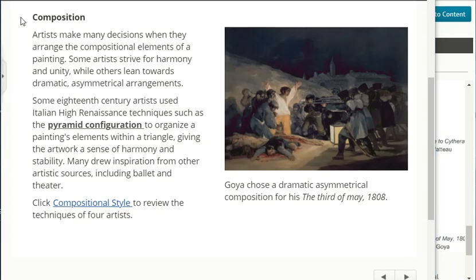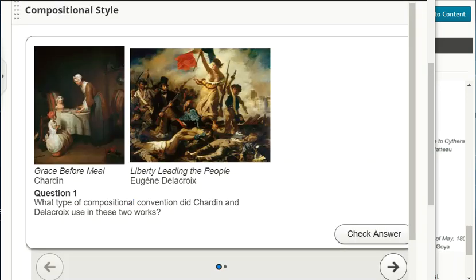Composition. Artists make many decisions when they arrange the compositional elements of a painting. Some artists strive for harmony and unity, while others lean towards dramatic, asymmetrical arrangements. Some 18th century artists used Italian High Renaissance techniques such as the pyramid configuration to organize a painting's elements within a triangle, giving the artwork a sense of harmony and stability. Many drew inspiration from other artistic sources, including ballet and theater.